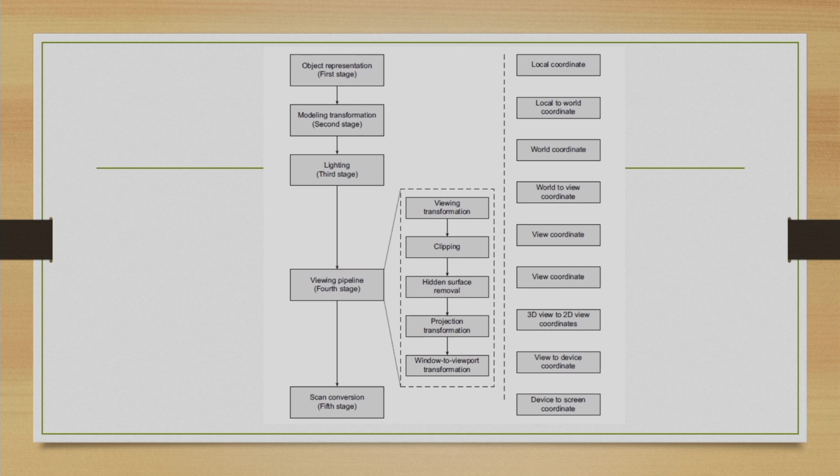We are currently discussing the 3D graphics pipeline, and the pipeline has got 5 stages. We have already discussed object representation, that is the first stage, then modeling transformation, second stage, lighting or assigning color, third stage. Currently we are in the fourth stage, that is viewing pipeline. As you can see, it consists of 5 sub stages.